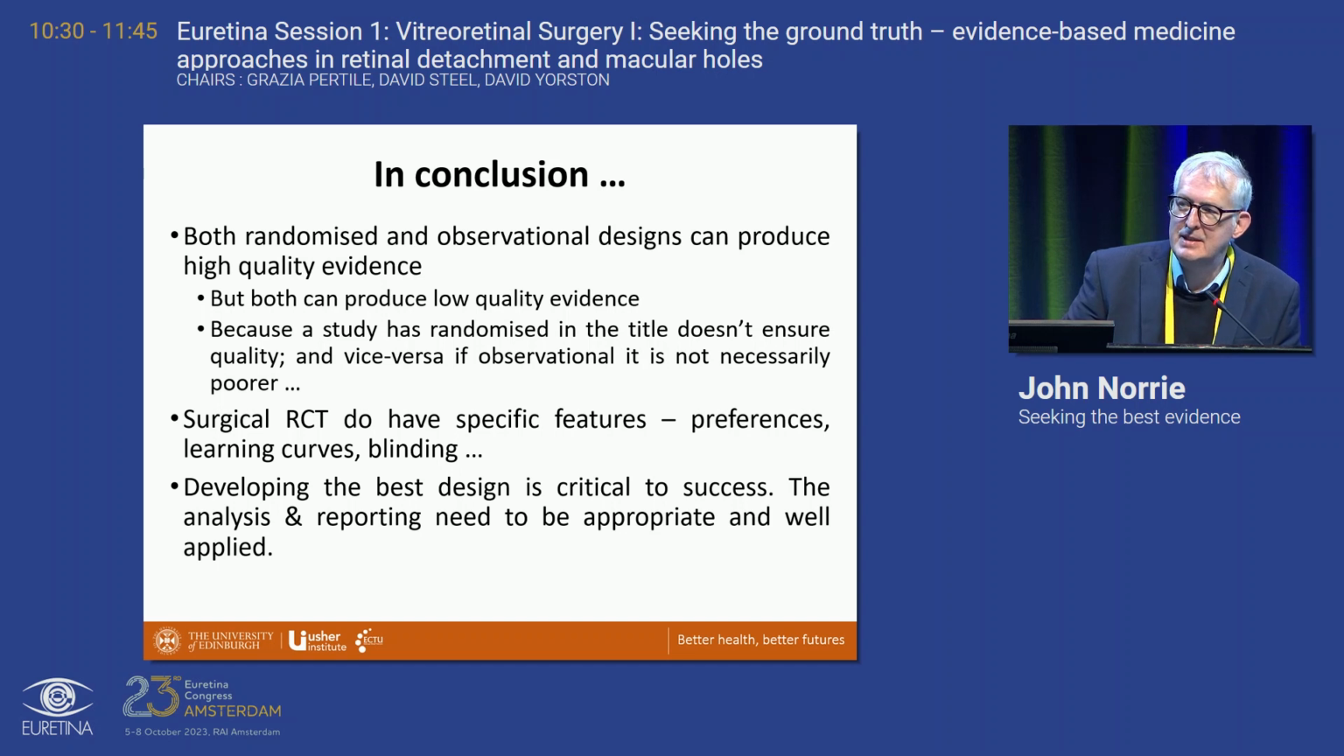So hopefully that's teed you up to have an even more critical assessment of the fantastic studies that we're now going to hear about in the remainder of the session. Thanks.